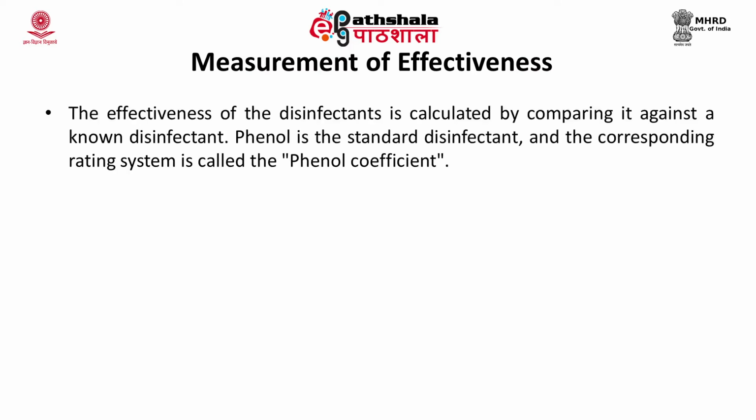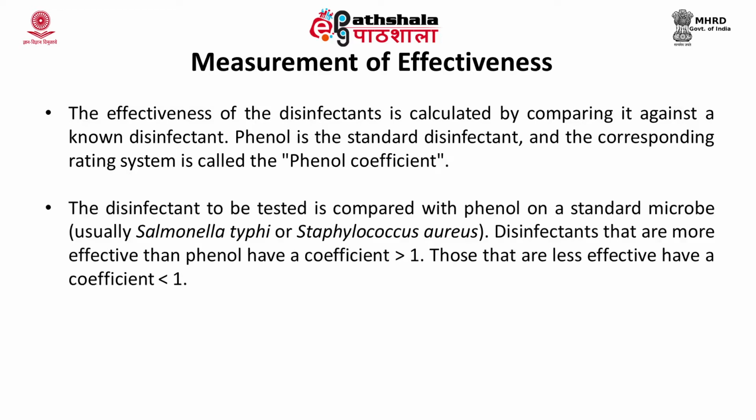The effectiveness of the disinfectants is calculated by comparing it against a known disinfectant. Phenol is the standard disinfectant and the corresponding rating system is called the phenol coefficient. The disinfectant to be tested is compared with phenol on a standard microorganism. The standard microorganism is usually Salmonella typhi or Staphylococcus aureus. Disinfectants that are more effective than phenol have a coefficient greater than 1, and the disinfectants which are less efficient than phenol have a coefficient less than 1.